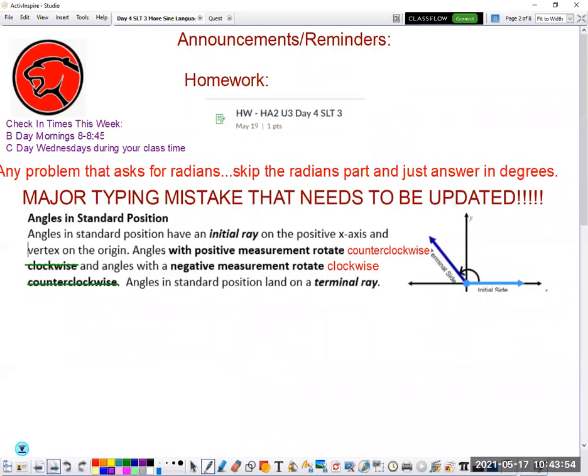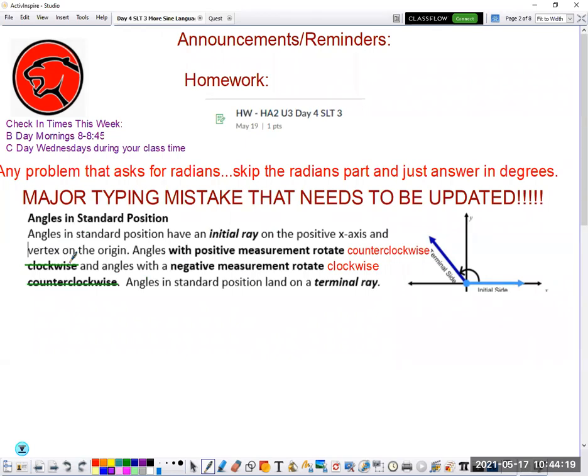I have some very important announcements. There's a major typo. I need everyone to turn to the homework right now. Go turn to the homework. The homework is on, it looks like, let me find it for you. It looks like this. I need everybody right now.